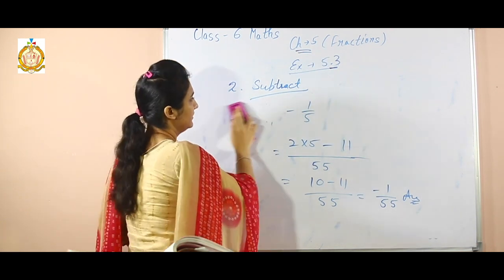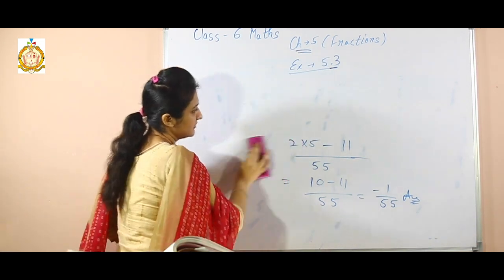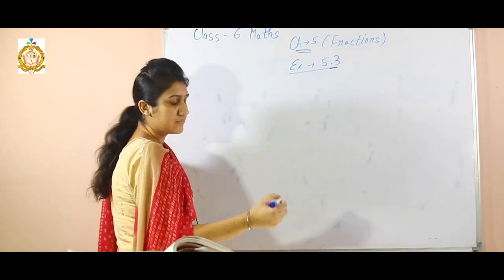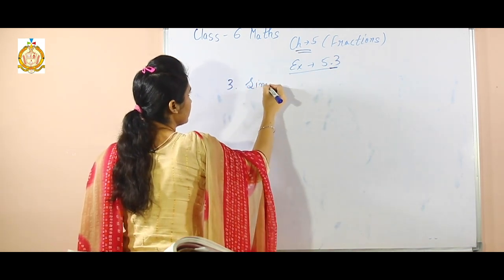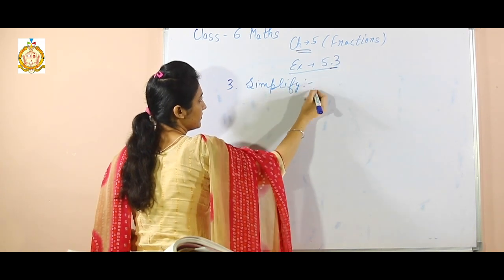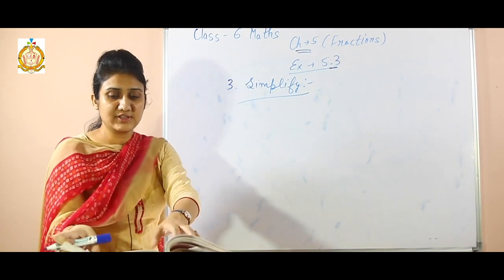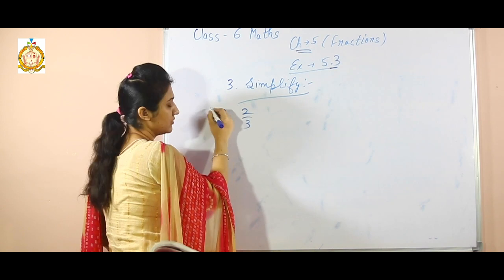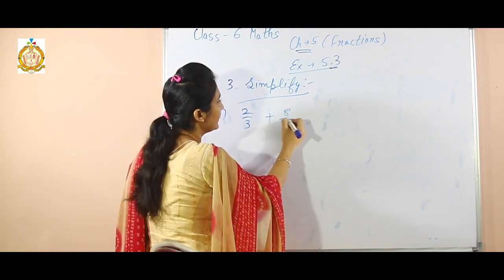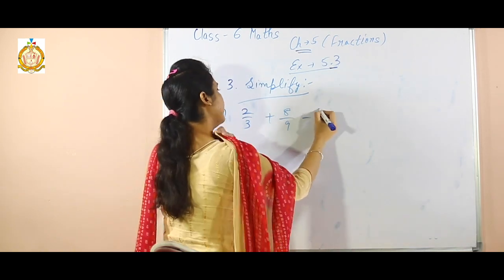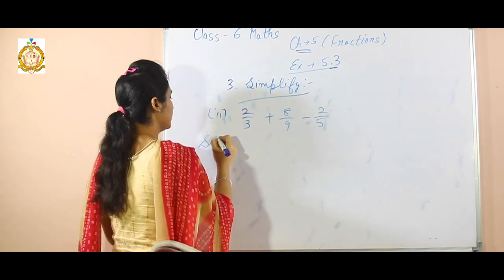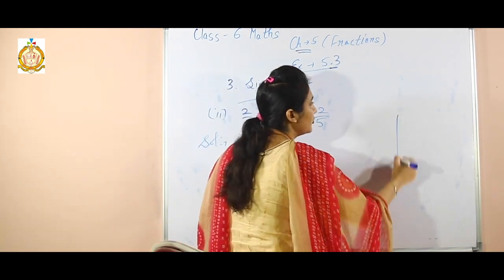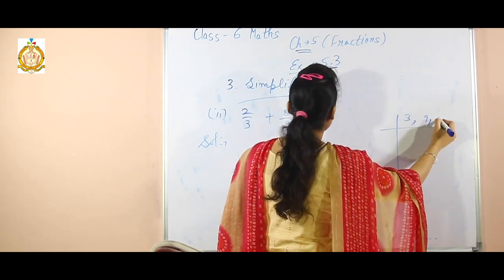In the third part, we will simplify the terms. So we can simplify the terms. Our question, question number 2, is 2 by 3 plus 8 by 9 minus 2 by 5. To solve it, firstly take the LCM of the denominators. Here the denominators are 3, 9 and 5.